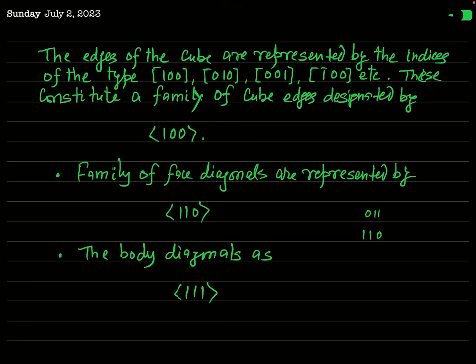Sometimes it will be 0, 1, 1. Sometimes it will be 1, 1, 0. Sometimes it will be 1 bar, 1, 0. Sometimes it will be 0, 0, 1 bar, 0, and so on. Actually, the family of face diagonals is represented like this: 1, 1, 0 inside an angular bracket. So if you want to represent the directions along the face diagonals of a cubic crystal, mark this, this is for a cubic crystal, then the family of face diagonals will be represented by this symbol, in which we write 110 inside this angular bracket.